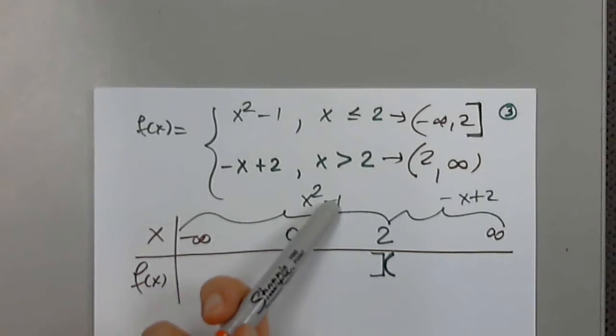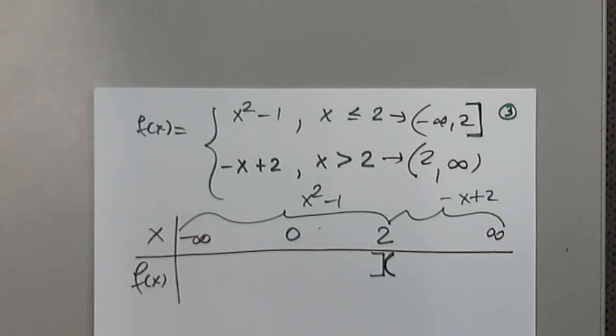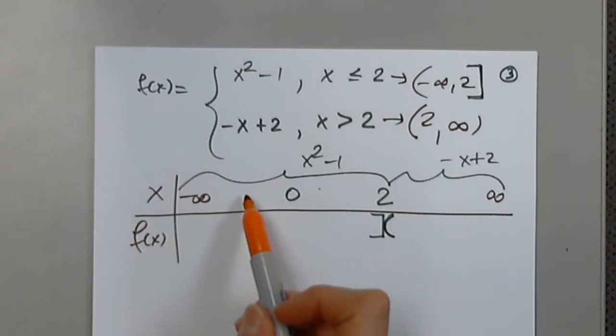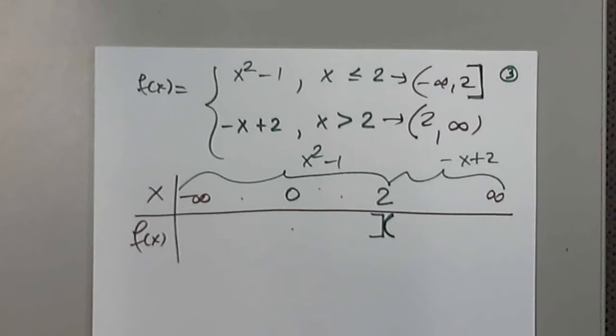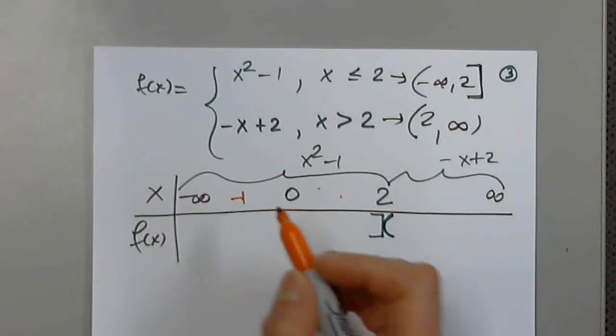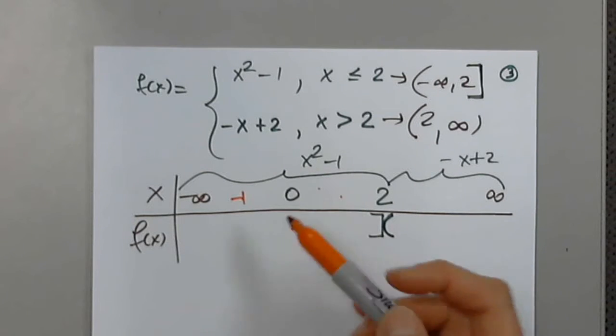Anyone? What type of function is x squared minus 1? Quadratic. So I have to graph x squared and then down 1. So let's pick some values. Can you give me two values left and right of 0 and also negative 1? Good. Because when I plug in negative 1, what happens?